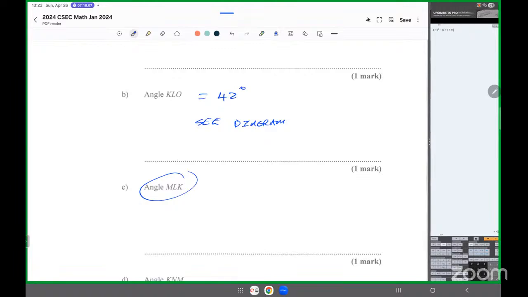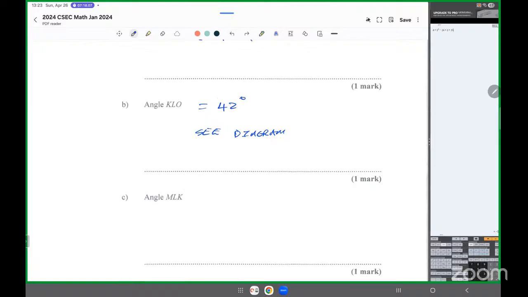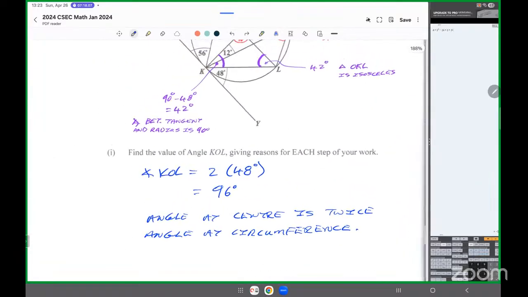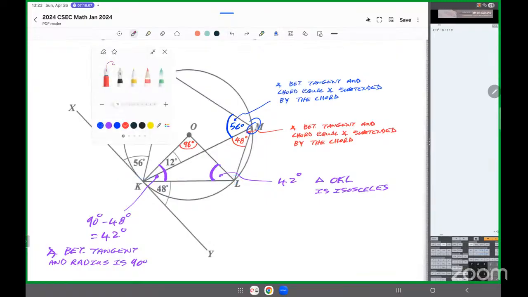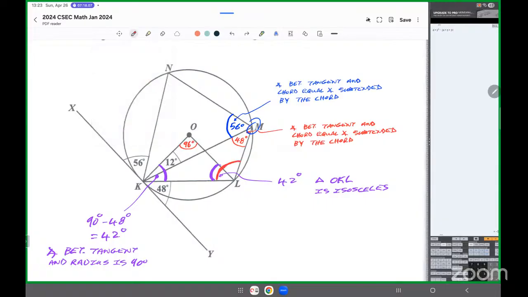The next one now is MLK. So many angles they ask. They don't want you to write it, just calculate it. MLK, let's see where that is now. So is it all of this angle marked in red? MLK, that's the angle that I want in red.